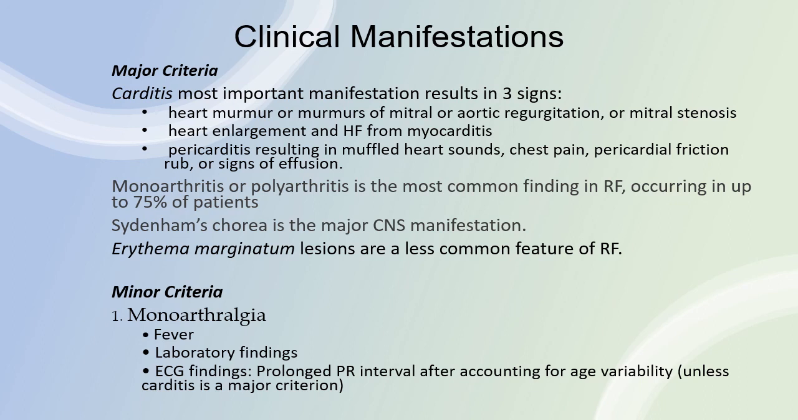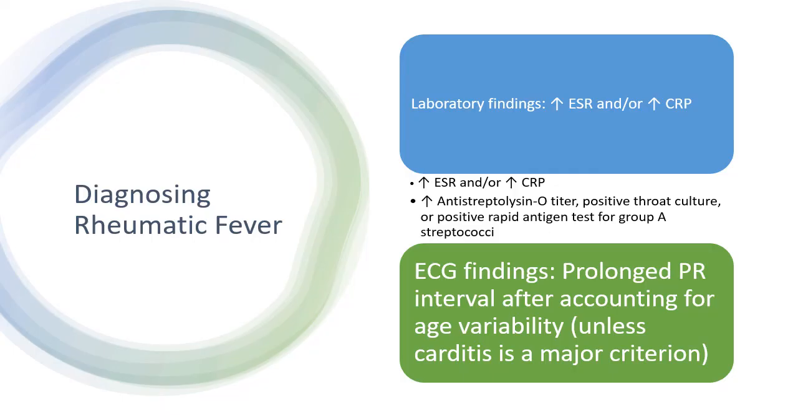So those are the major criteria, clinical manifestations that present in a patient with rheumatic fever. But there are some minor clinical manifestations. In fact, there's a table in your book, 36.7, that can be helpful in diagnosing the disease. This is particularly helpful when there's only one major criteria present. In addition to the major and minor criteria, there must be evidence of a preceding group A streptococcal infection.